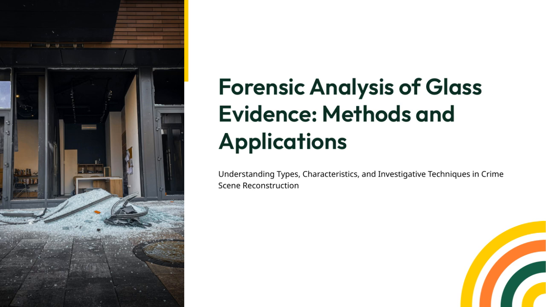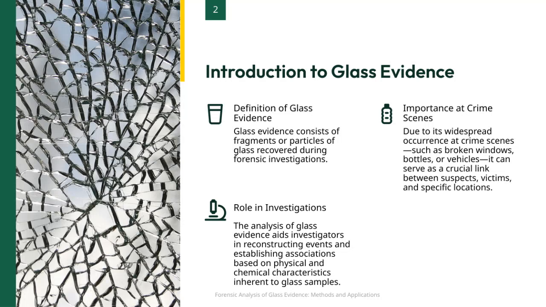Let's get started. Glass evidence refers to any fragments or particles of glass that are collected during forensic investigations. This type of evidence is particularly valuable because glass is commonly found at many crime scenes, like broken windows, bottles, or vehicles. Its presence can create a crucial connection between suspects, victims, and specific locations relevant to the case. By analyzing the physical and chemical properties of these glass samples, investigators can reconstruct events and establish important links that help move the investigation forward. Understanding glass evidence is essential for piecing together what happened and identifying those involved.